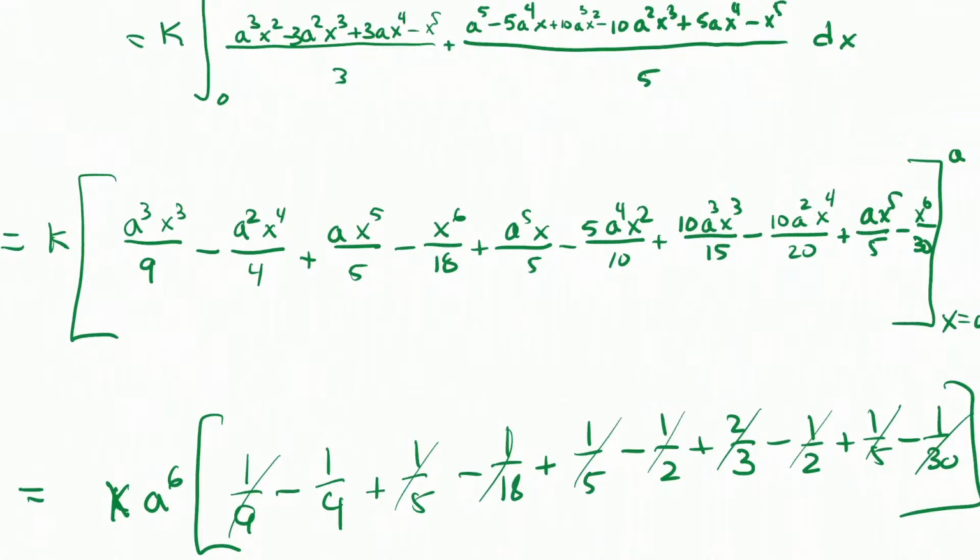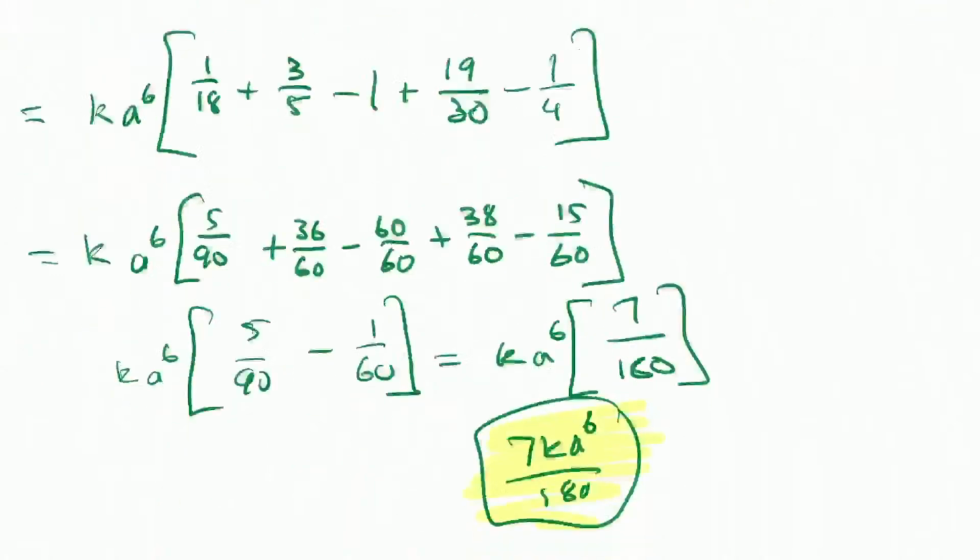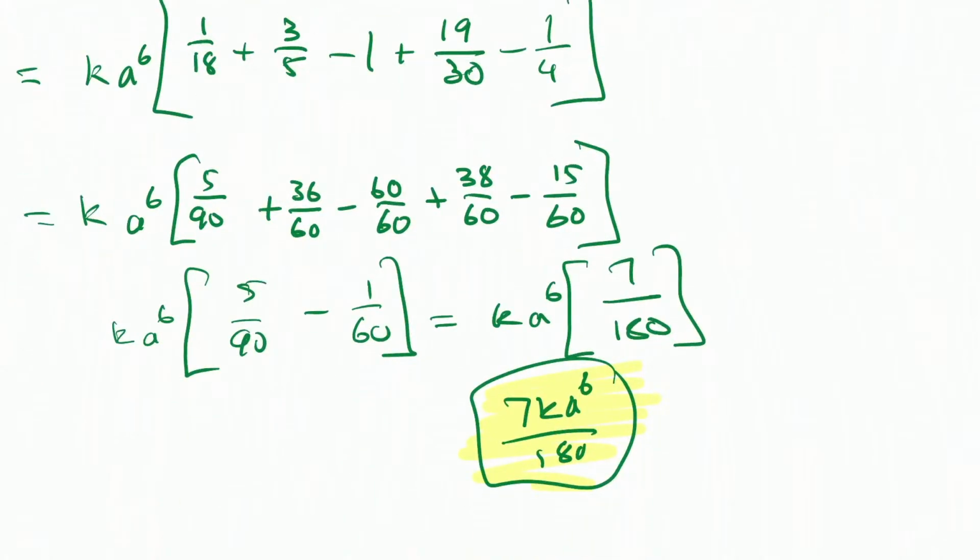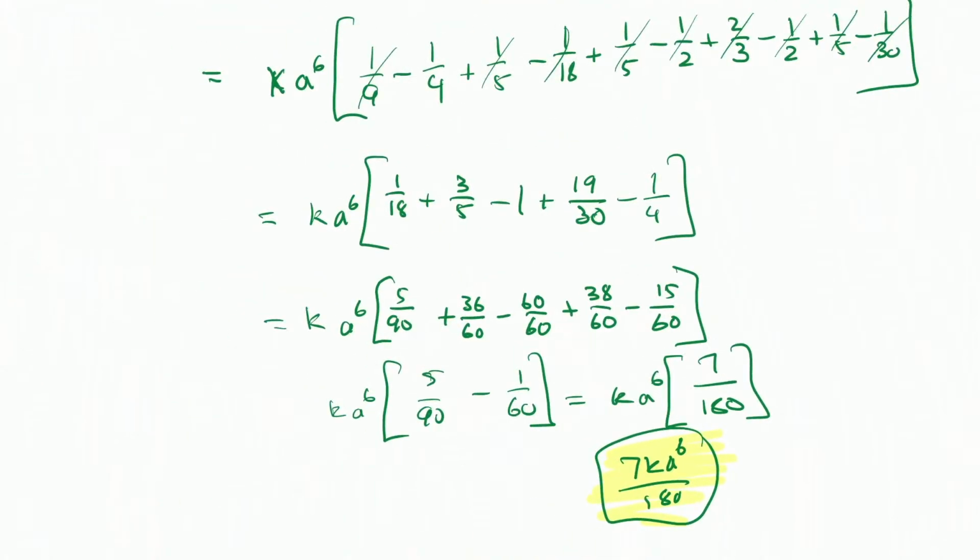And then I very carefully, actually not so carefully, added them all together. And I got down here to 780ths. So yeah, that's what all those crossings out were. I was trying to keep track of what I had added and what I hadn't. But yeah, 7k a to the sixth over 180 is the answer to this one.